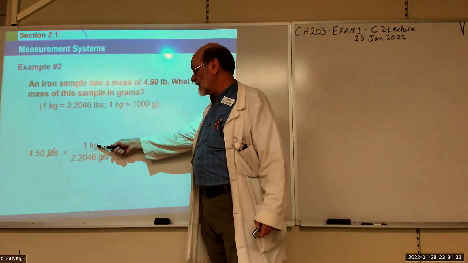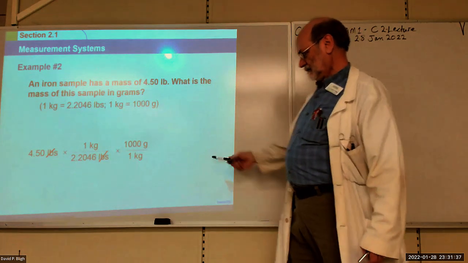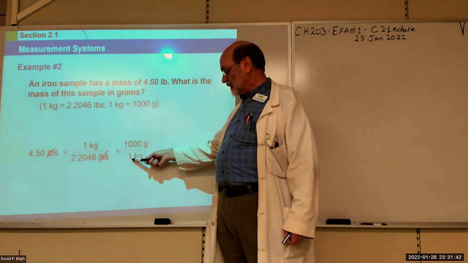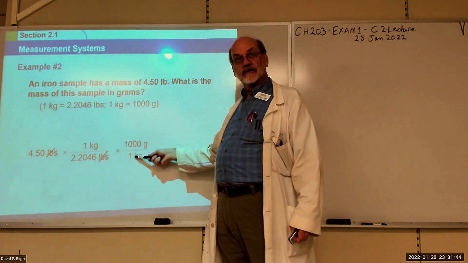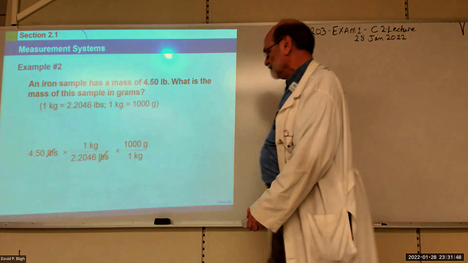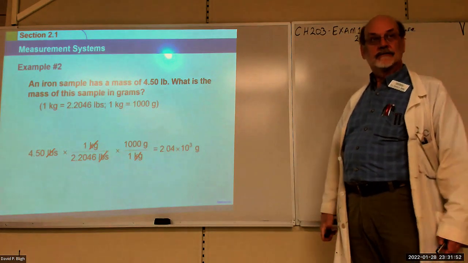Now we want to change kilograms to grams, and that'll get us where we're going. So the relationship is 1 kilogram is 1,000 grams. Why? Because kilo means 1,000. 1,000 grams. Excuse me. And the rest is number crunching.